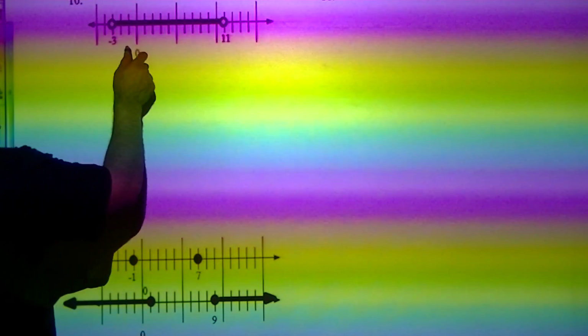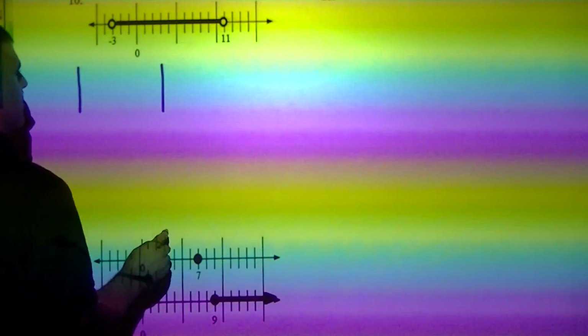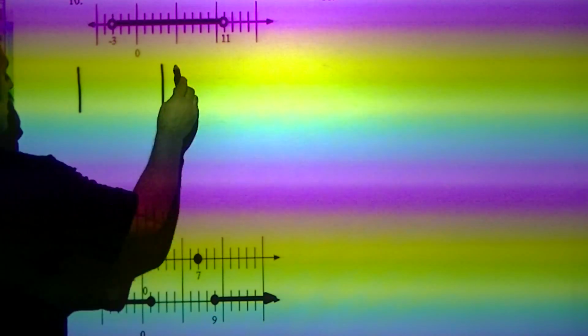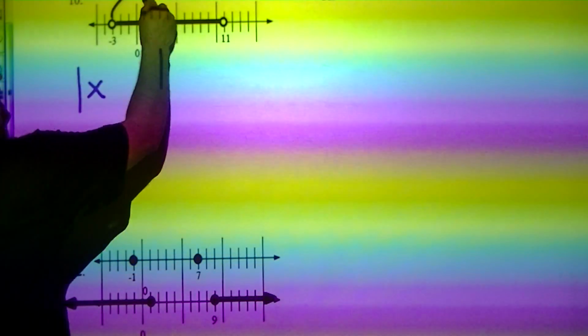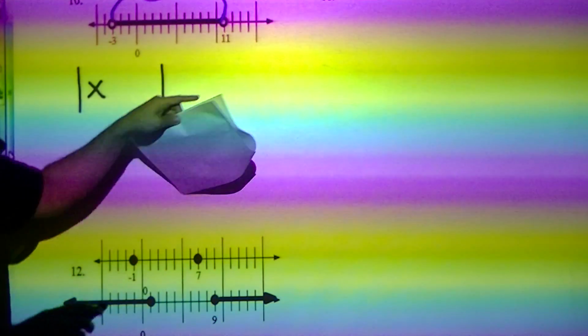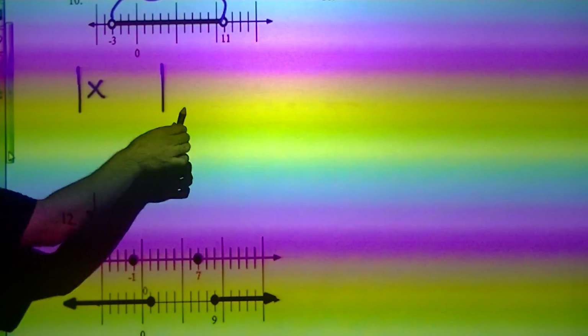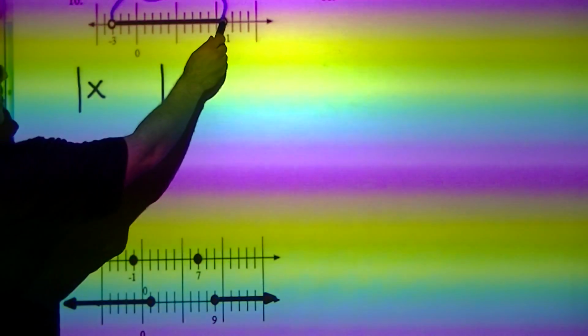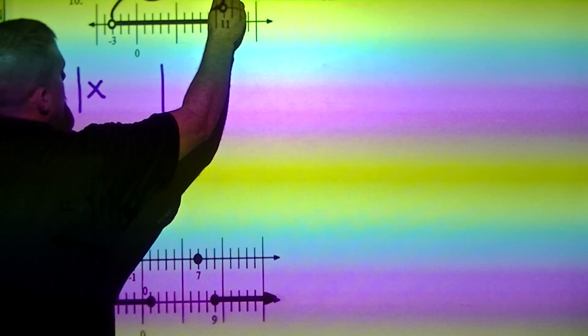All right, what you do here is, when I make the absolute value, I've got to decide: is this an inequality or not? In this case, it is. So I've got x. I've got to look at how far these are apart. Well, 3 to 11, so that's a total of 14. Okay, so it's 14 spaces. Now, what I want to do is find the middle point, which is 7 away.